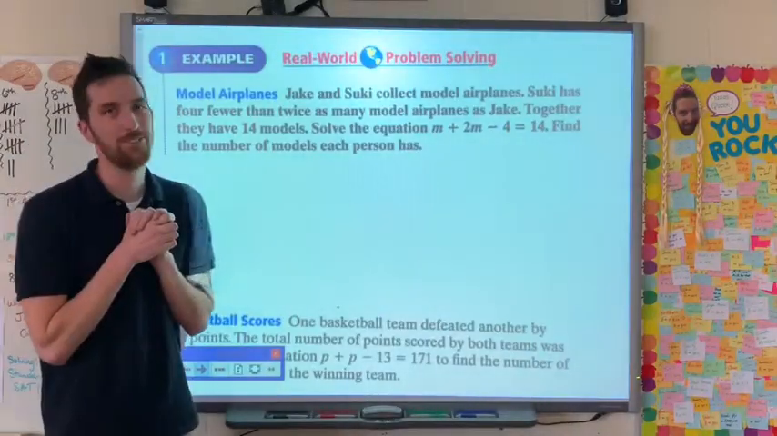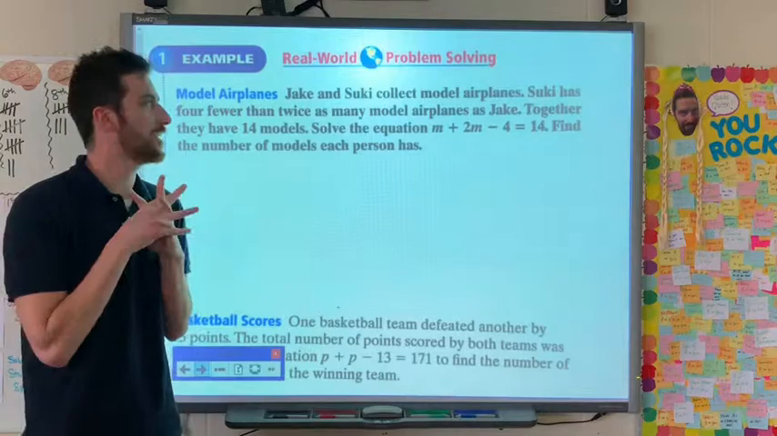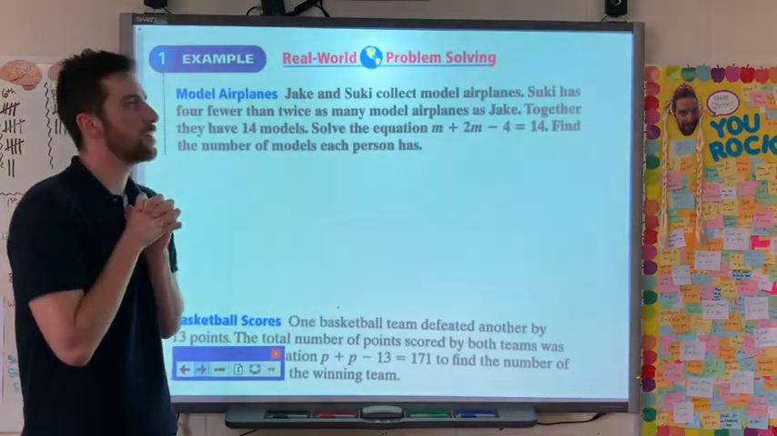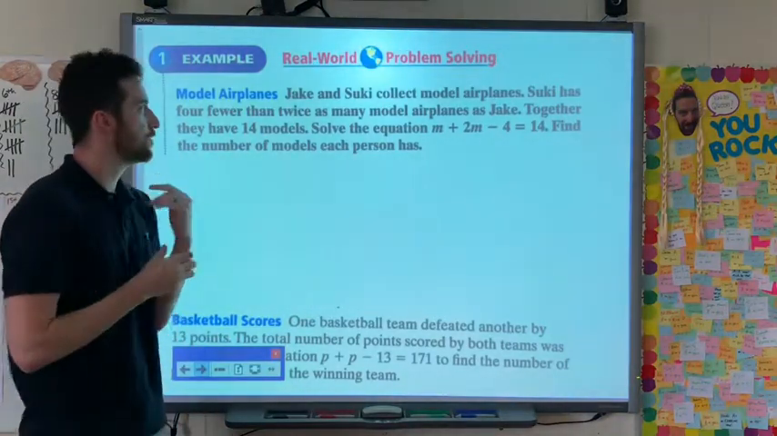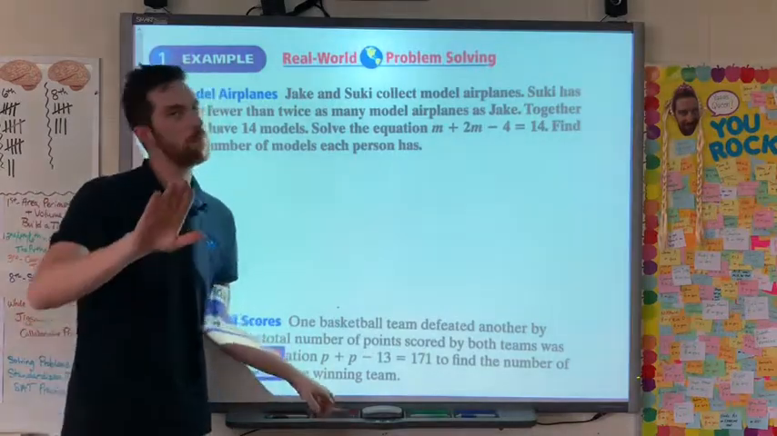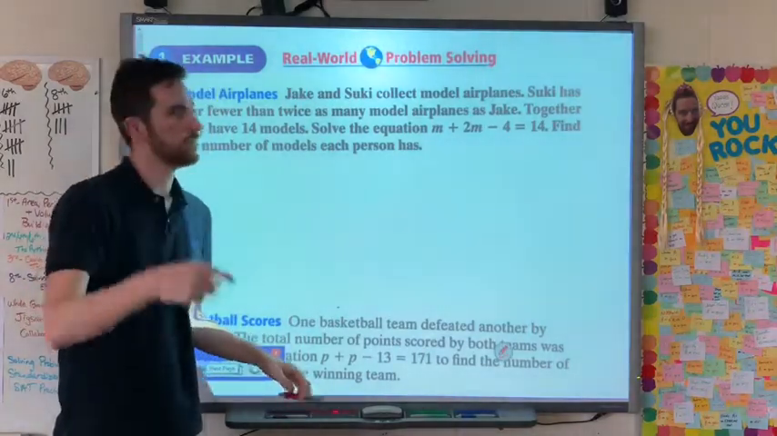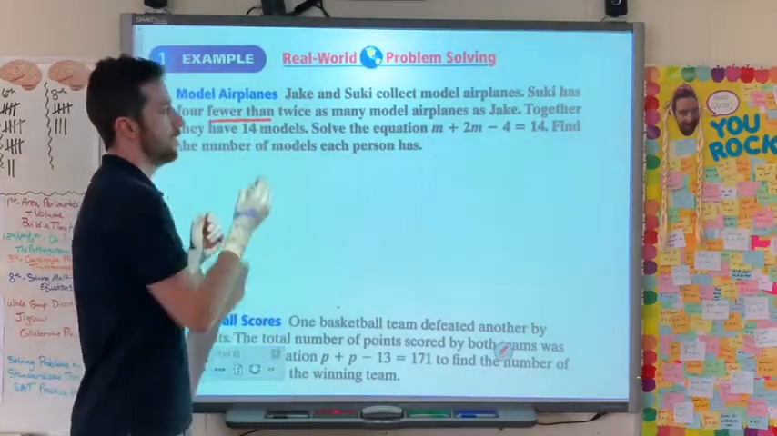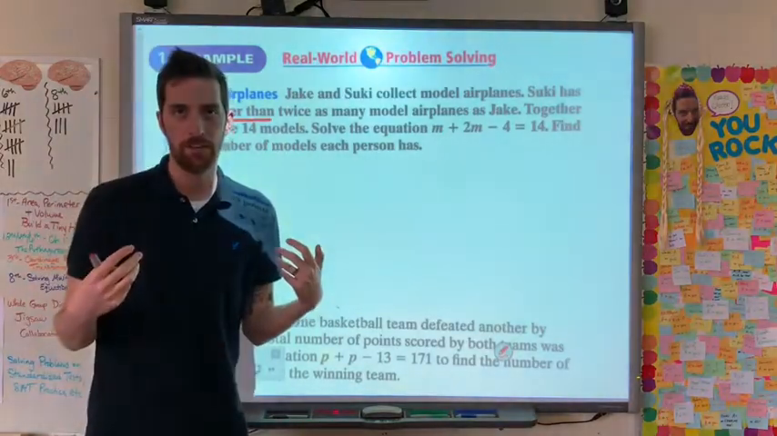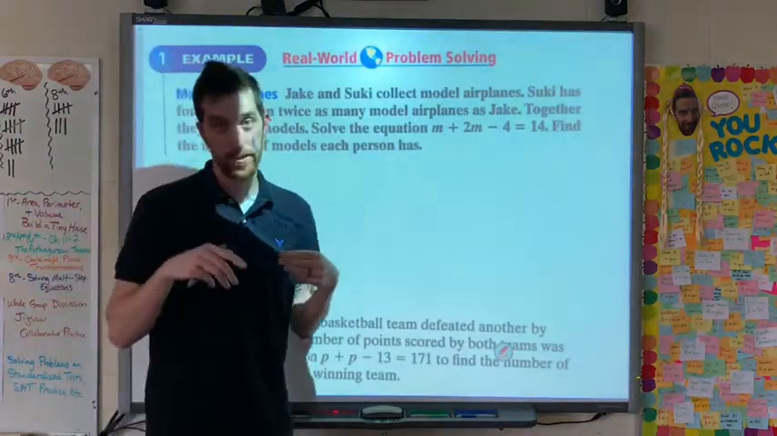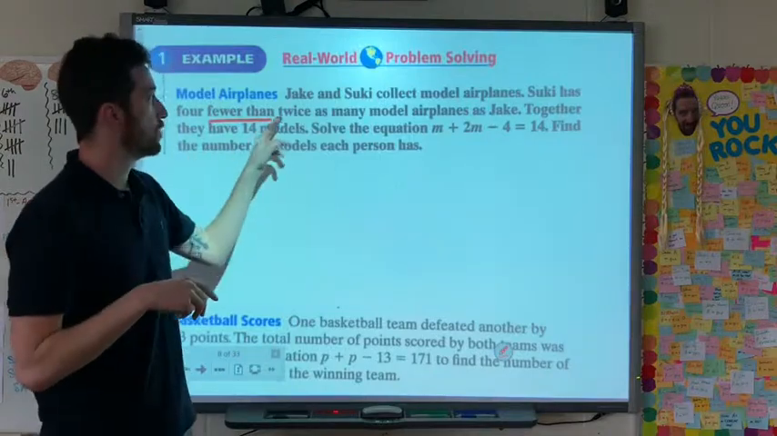Oh, Jake and Suki. You know my pals Jake and Suki. They collect model airplanes. Suki has 4 fewer than, so start putting in some thinkers here. Fewer than, what operation goes with that? Oh, that's right, minus. And then twice as many.